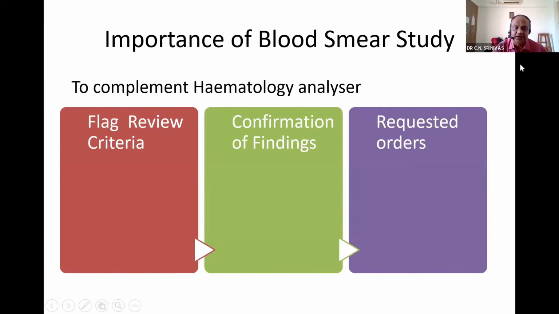We all know that the blood smear study takes center stage in the hematological workup, and it is the basic workup that we do. It is the most important parameter to complement the flag review criteria or confirm some of the findings from the hematological analyzer, or it may be a requested order from the physician to make sure that a peripheral smear review is done.